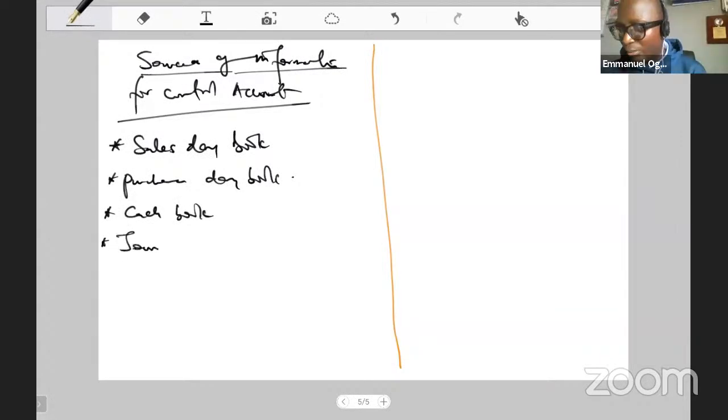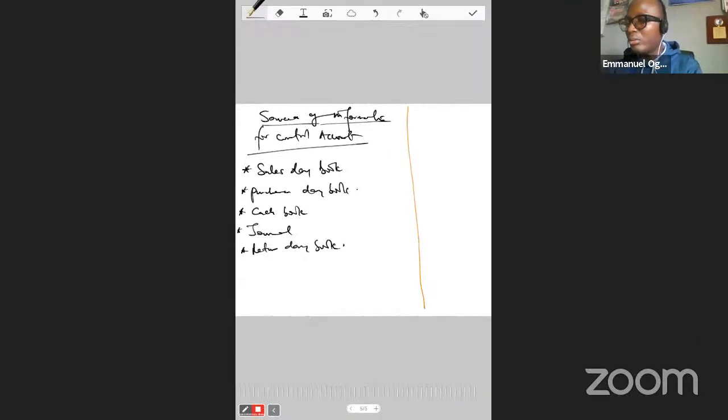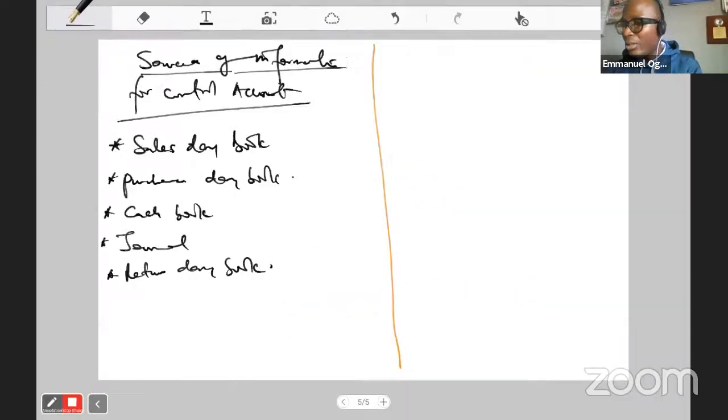Then you need your journal. Are we together? And we now need our return daybook. Now, all this information is what we require in preparing the control account.